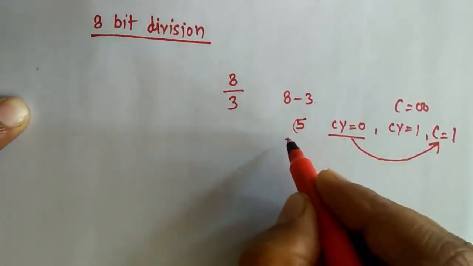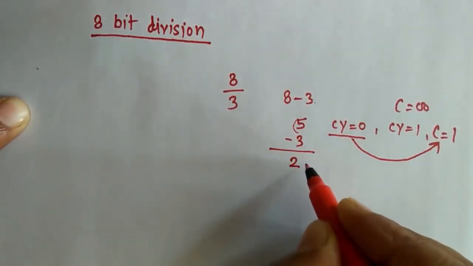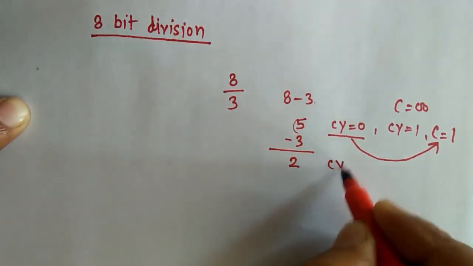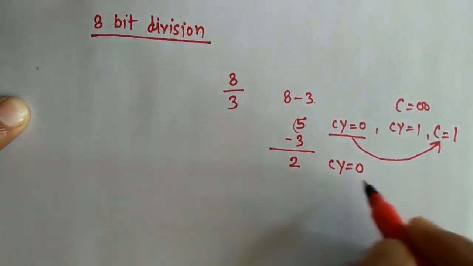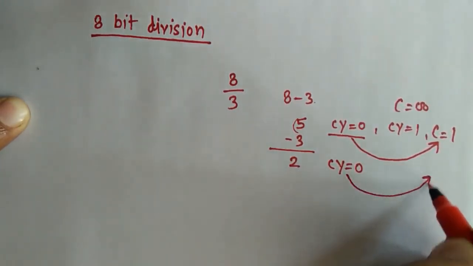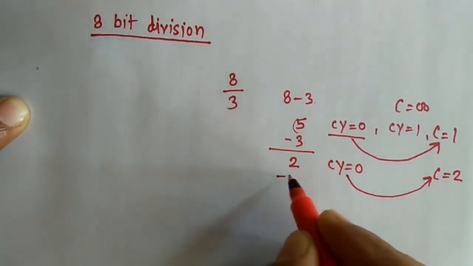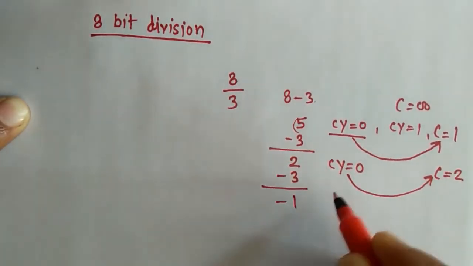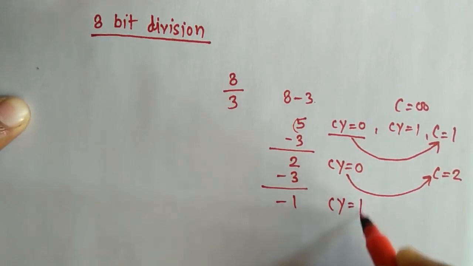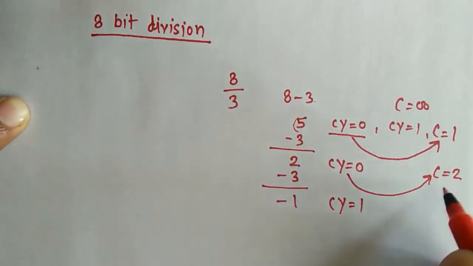Again we will subtract this number by 3. This time we will get 2, and again we will check whether this is greater than 0 or less than 0. So carry will be 0, that means this value is greater than 0, and again we will increase the content of C. This time it will be 2. Again we will subtract the number 3 from 2. This time we will get minus 1, and obviously carry will be 1, and if carry is 1 then we are not going to increase the value of C.